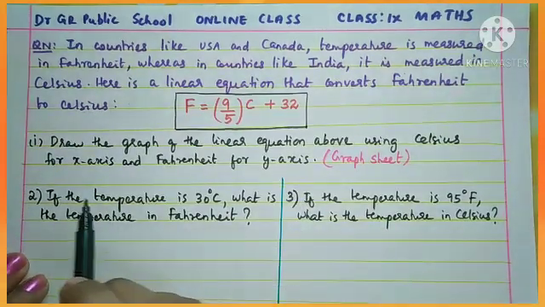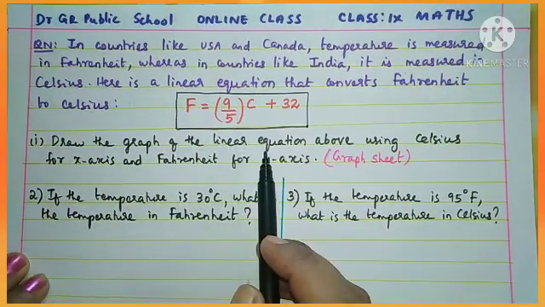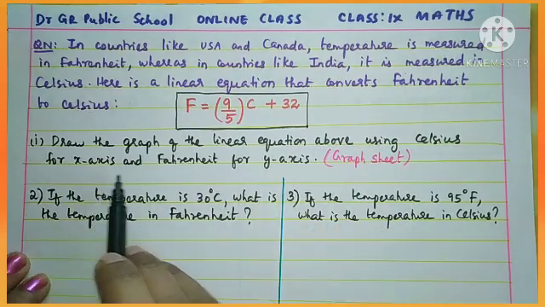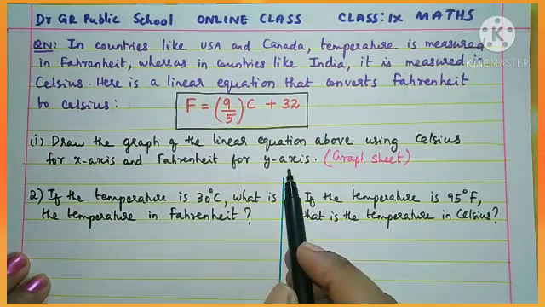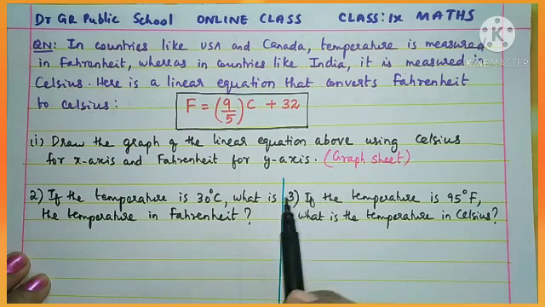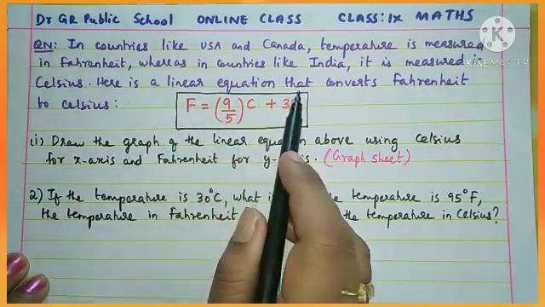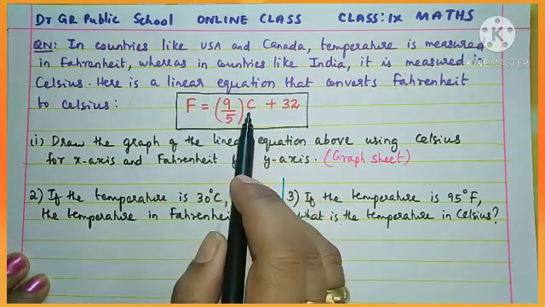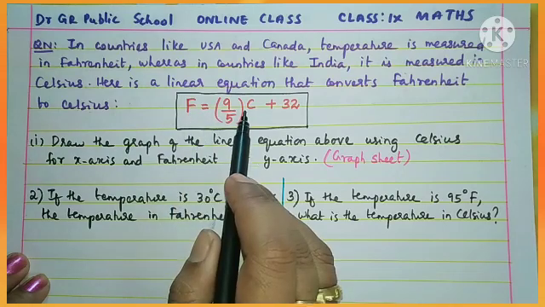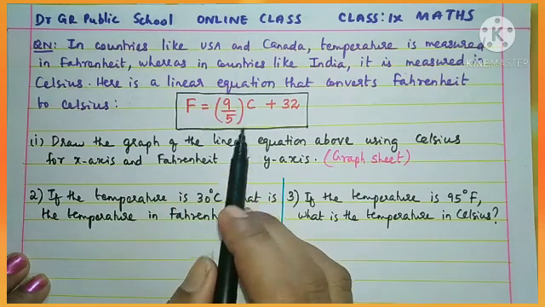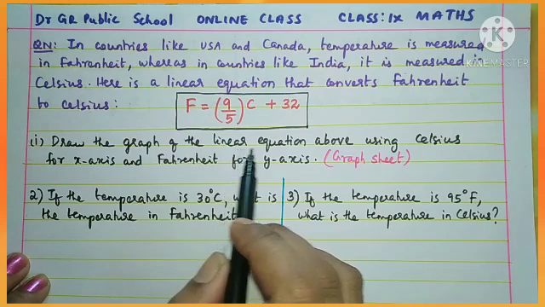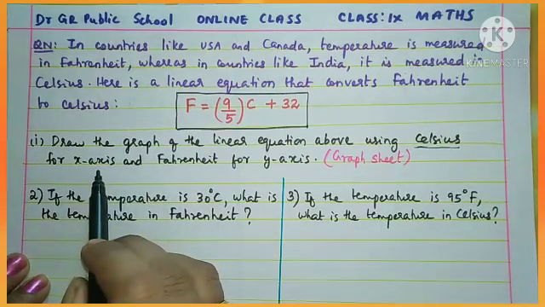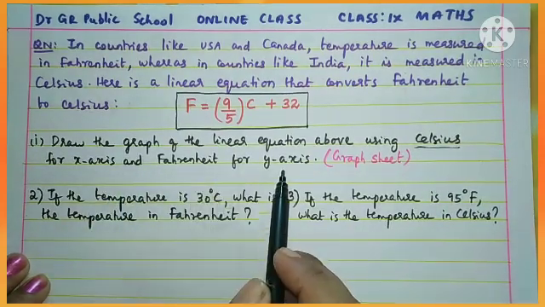Now the first question, you see, draw the graph of the linear equation above using Celsius for x-axis and Fahrenheit for y-axis. Okay, so this is our first question. This is an equation, correct? This is a linear equation, actually linear equation in two variables. What are the two variables? F and C. For this equation, we need to draw a graph. Okay, so who is our x-axis now? Celsius. Celsius is taken as x-axis and Fahrenheit is taken as y-axis.